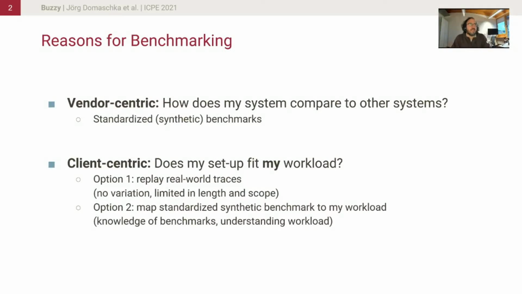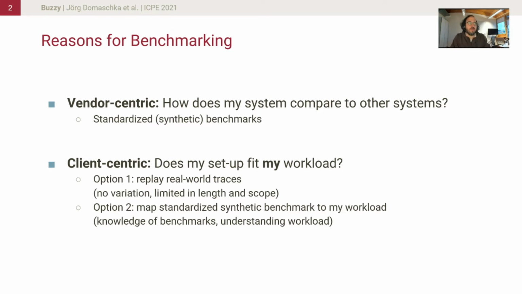Looking into reasons for benchmarking, we can coarsely distinguish between two different types of benchmarks. The one is a vendor-centric approach, where you want to understand how your system would compare to other systems in the market. And for that purpose, you usually would use some standardized synthetic benchmark that fits the field of the product you're selling. The other approach is client-centric benchmarking, where you're not so much interested in how fast and how good other setups are, but you want to understand how your particular setup matches the workload that you're currently having or will have in the future.